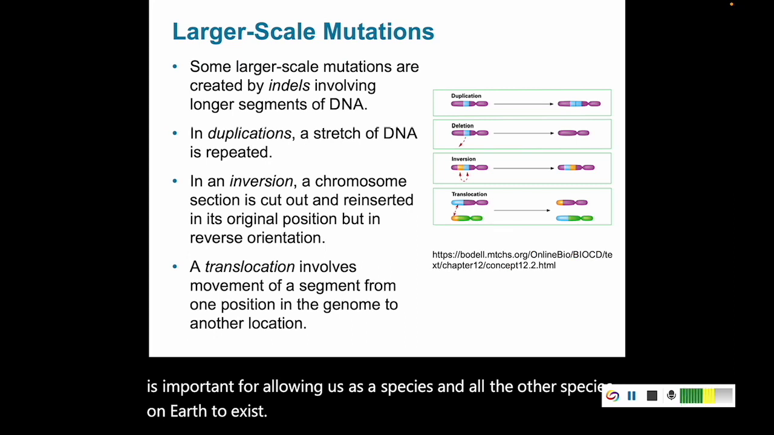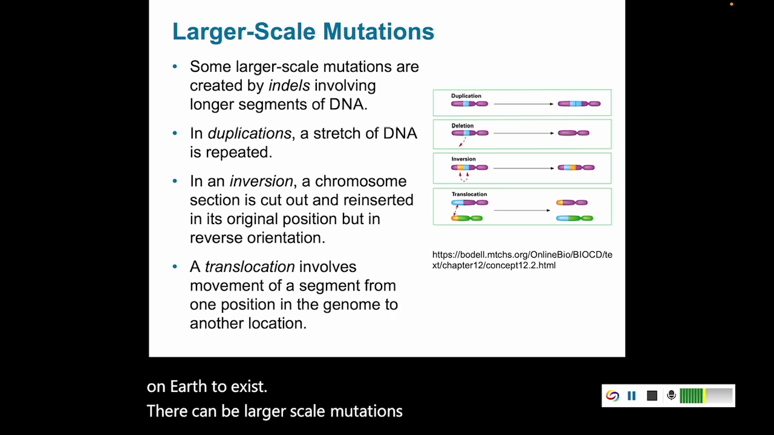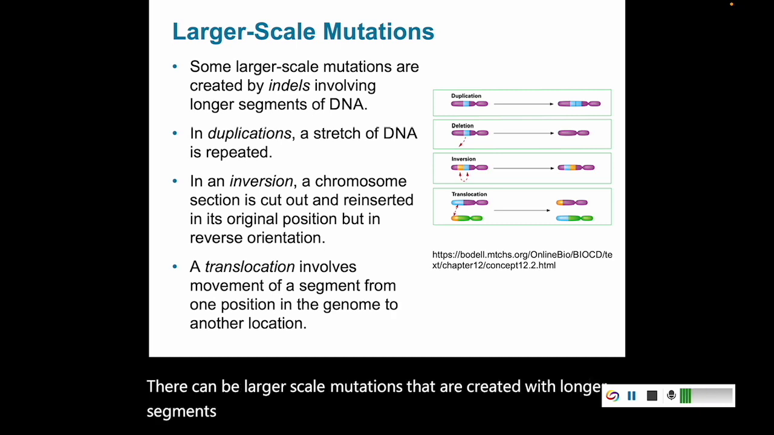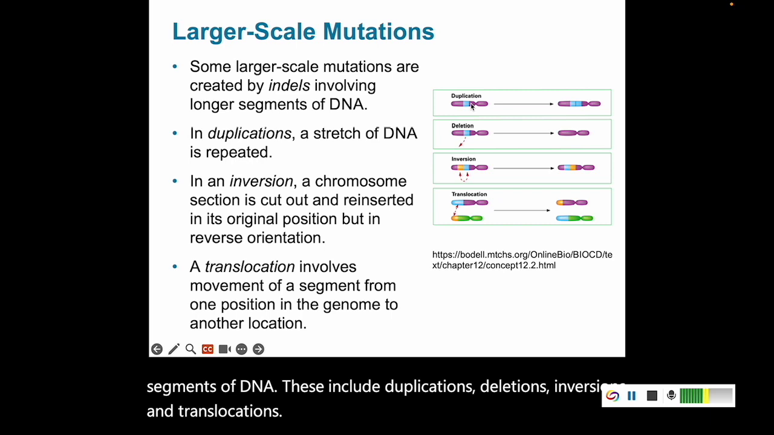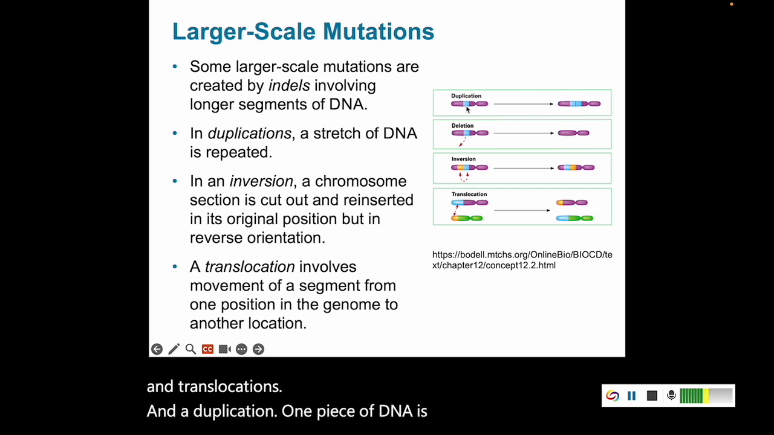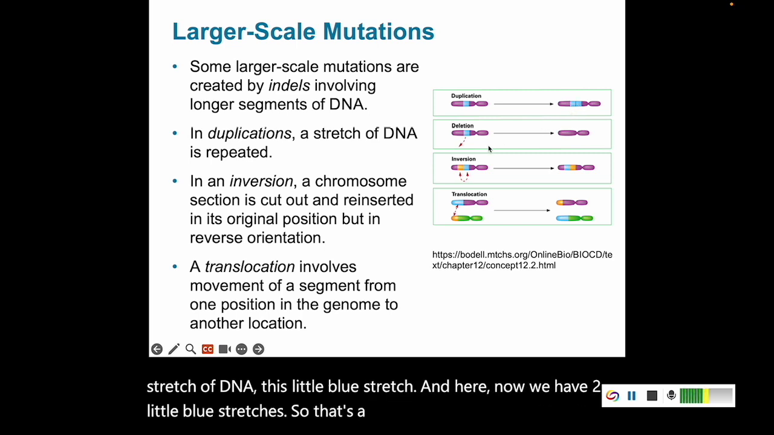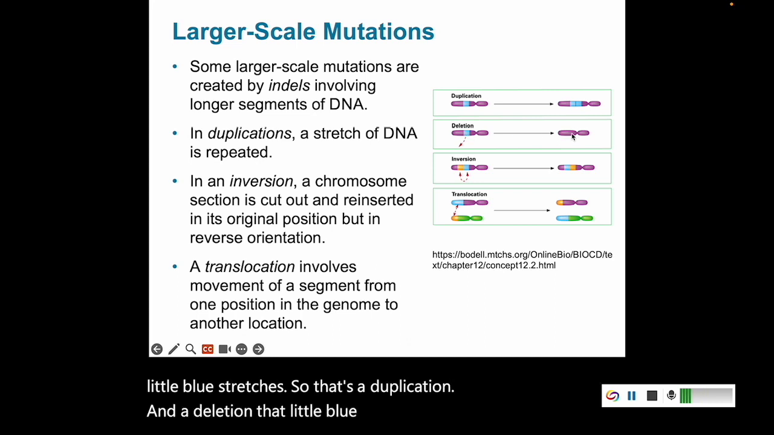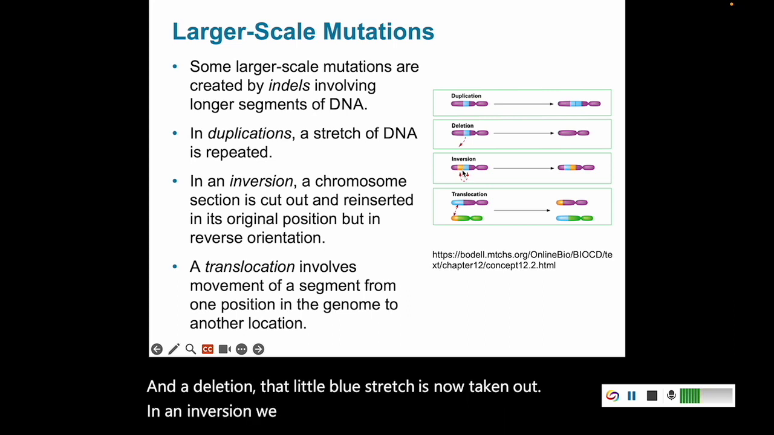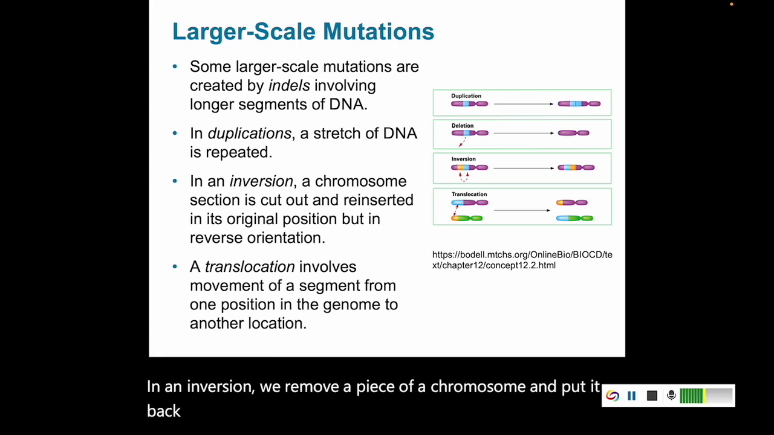There can be larger scale mutations that are created with longer segments of DNA. These include duplications, deletions, inversions, and translocations. In a duplication, one piece of DNA is repeated. So here's a stretch of DNA, this little blue stretch, and here now we have two little blue stretches. So that's a duplication. In a deletion, that little blue stretch is now taken out. In an inversion, we remove a piece of a chromosome and put it back in. Not that we intentionally do it, but it just accidentally happens in the cell.